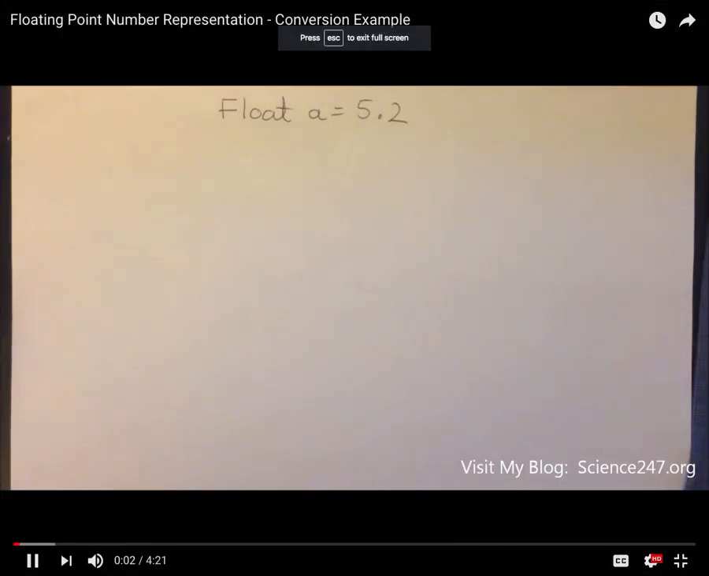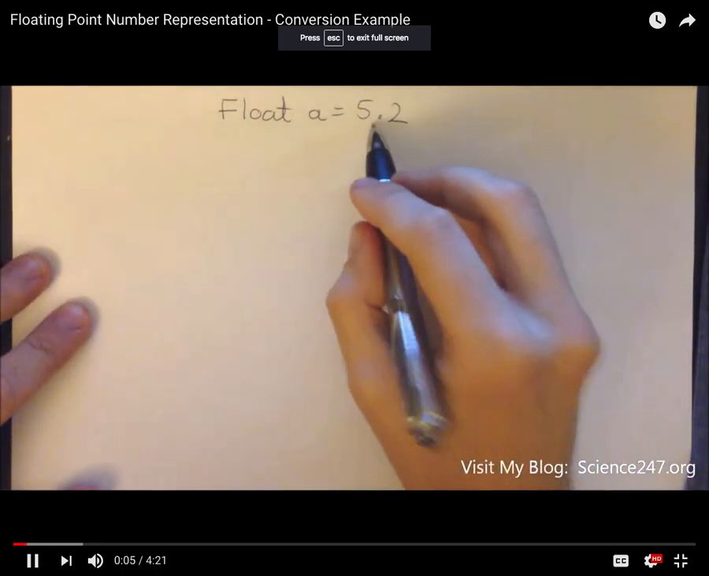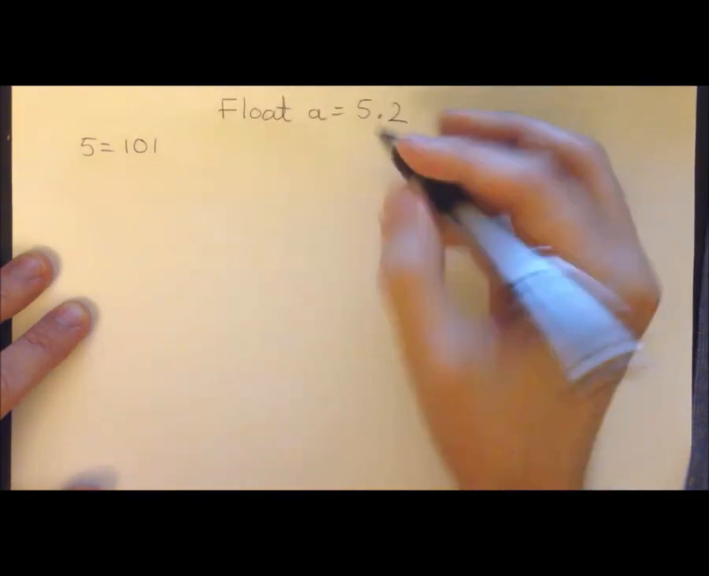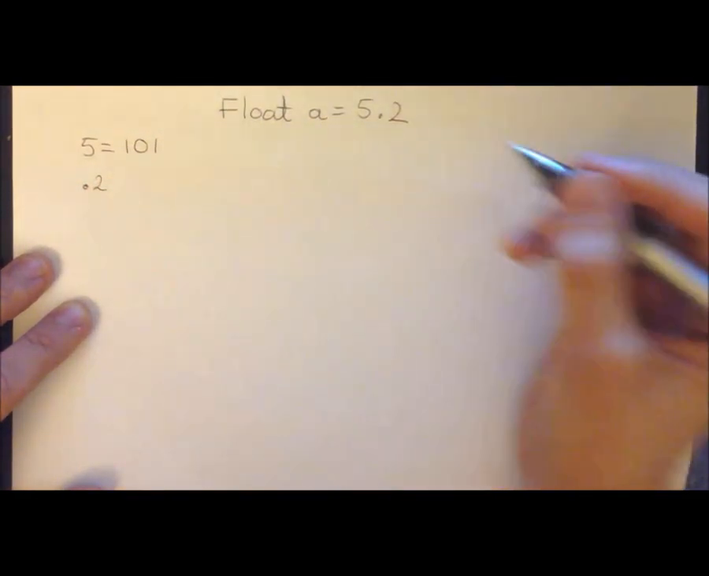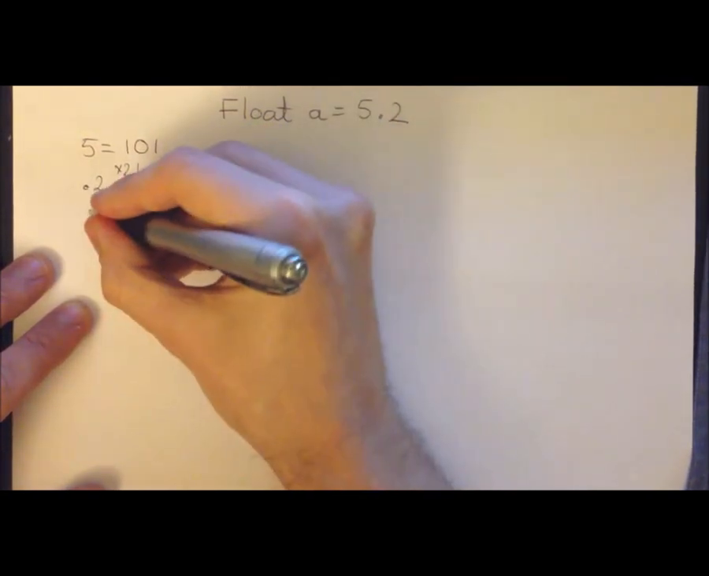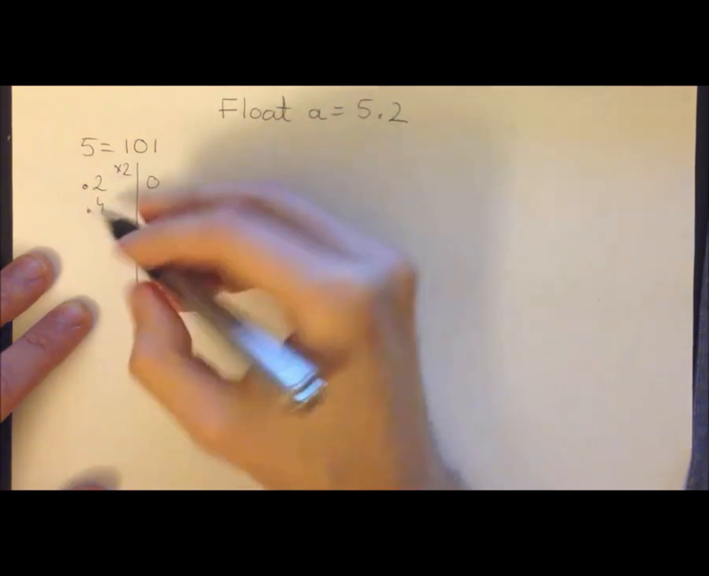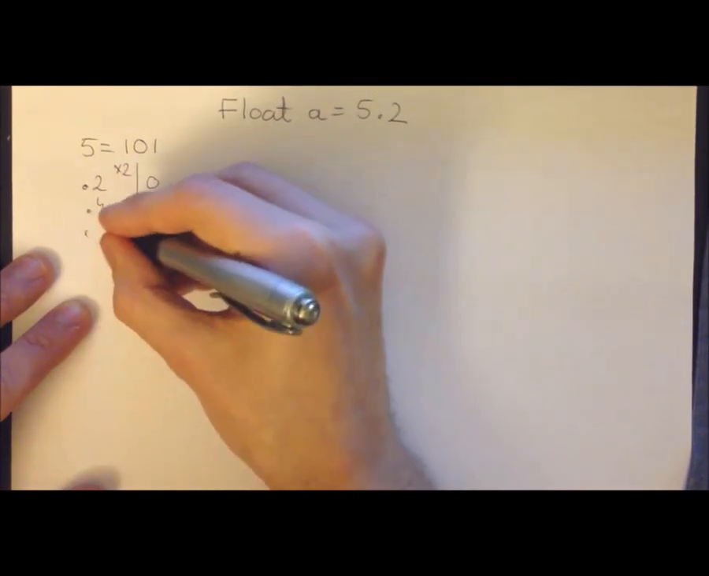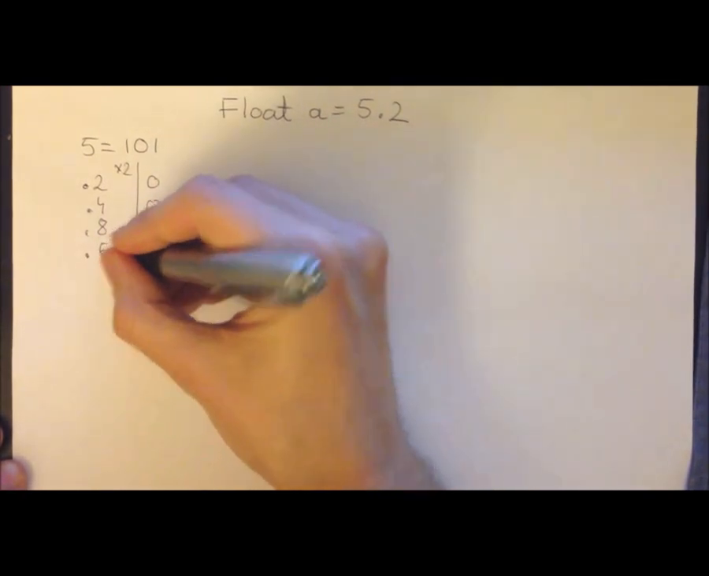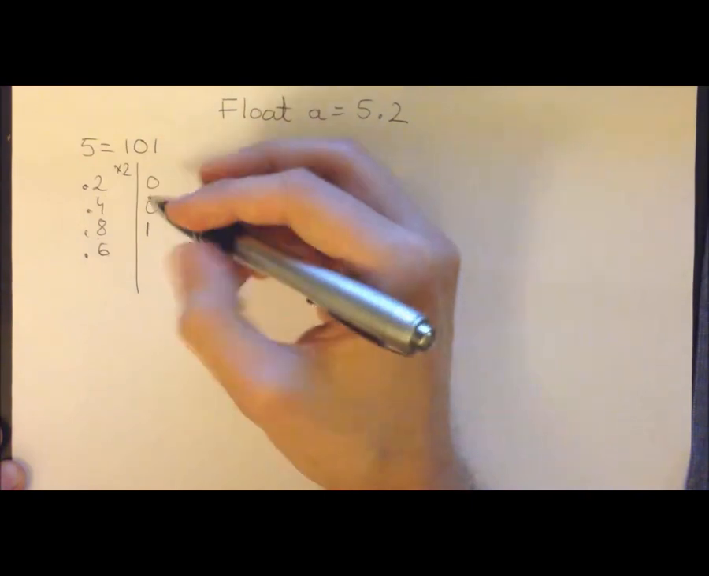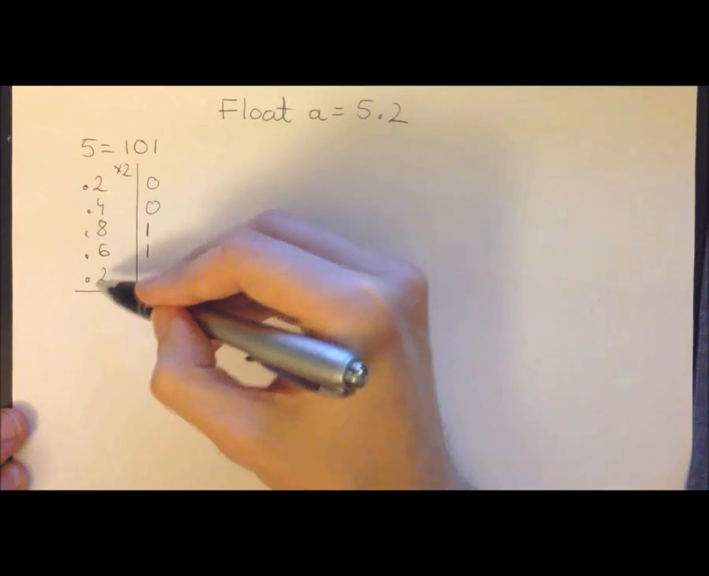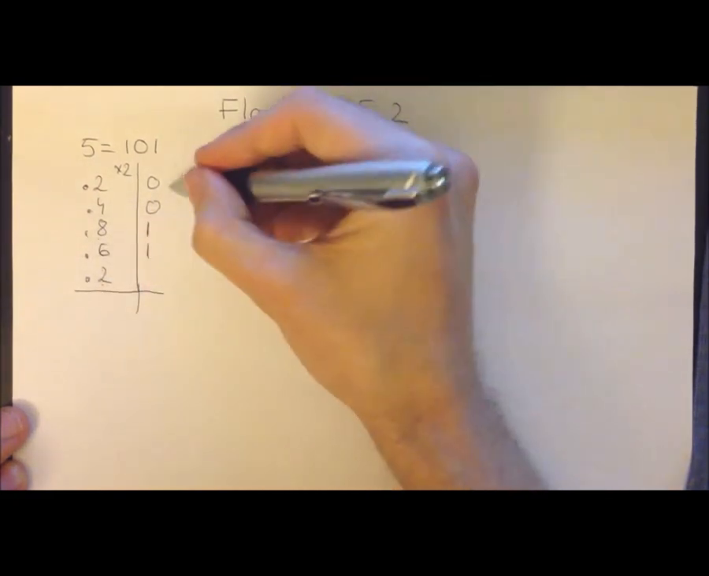Converting 5.2 into the floating point representation. The number 5 can be represented in binary as 101. Point 2, we are converting to binary by multiplying it by 2. 0.2 times 2 is 0.4, so 0. 0.4 times 2 is 0.8, so 0. 0.8 times 2 is 1.6, so 1. 0.6 times 2 is 1.2, so 1. So now we see that we came back to 0.2, which means we'll repeat the pattern.